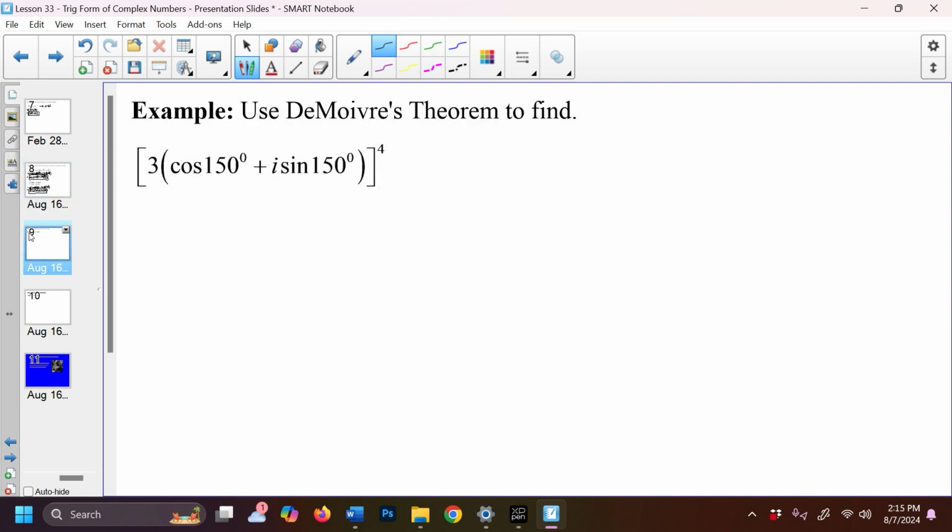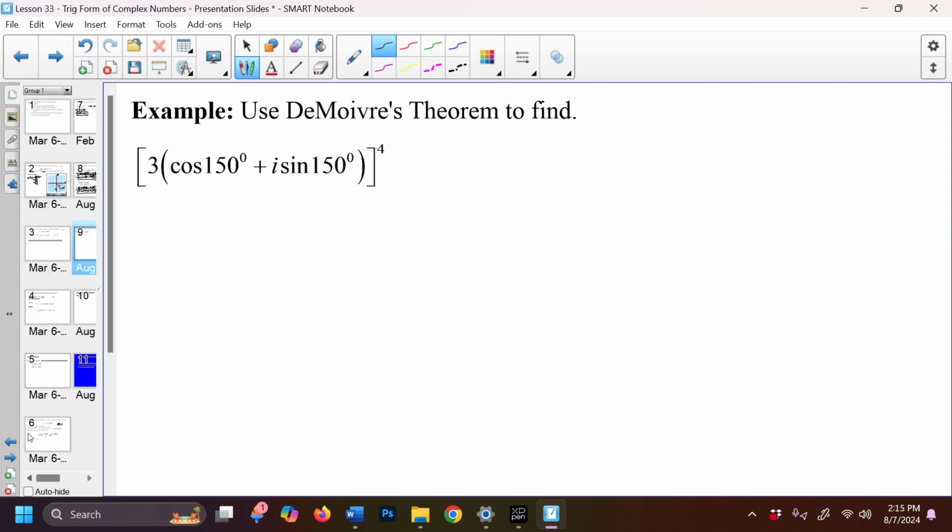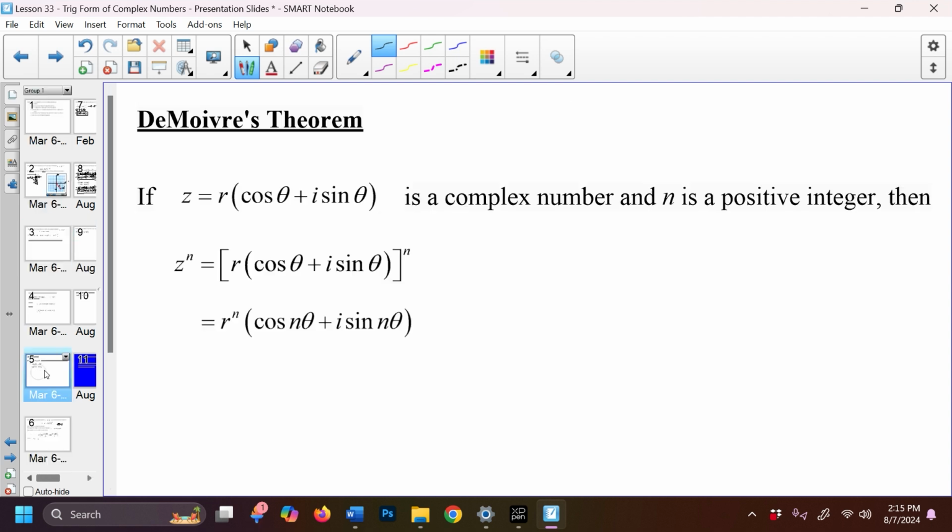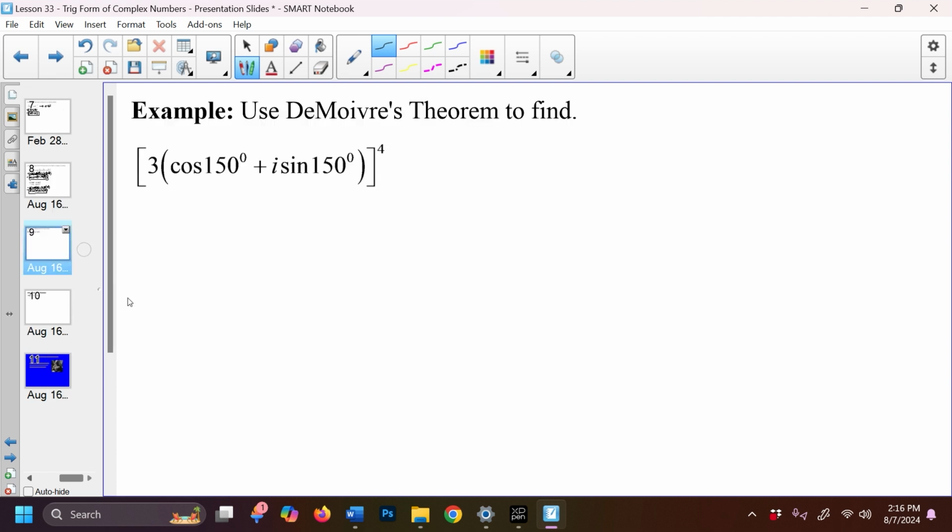Next example, it says use de Moivre's theorem to find. So here we're going to raise these to a power, and if we go back up and look at de Moivre's theorem, that means if I take the complex number and raise it to a power, I will raise the modulus to a power, and then I will multiply that power times the argument. So let's go and do that.